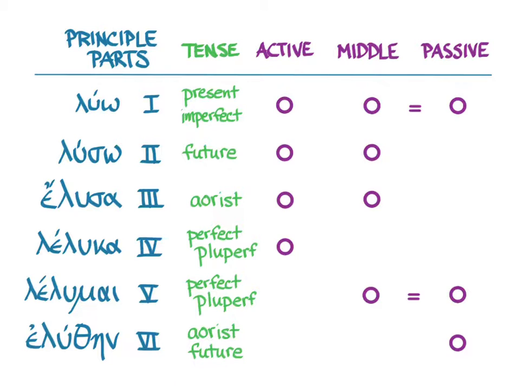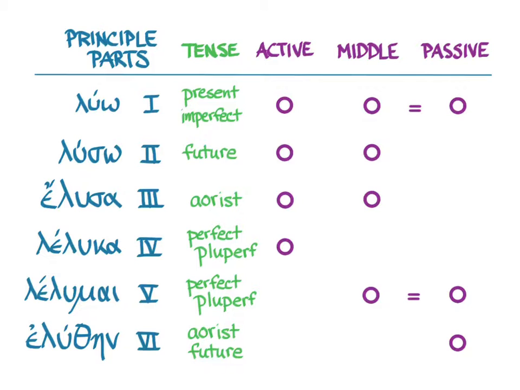The verbs you've learned so far follow the pattern that you see in this chart. Our example verb luo, luso, elusa, leluka, lelumai, eluthane has principal parts that are fairly regular, and you've been able to anticipate the pattern that you see there, with an omega in the first principal part, sigma omega or some form of that in the second, sigma alpha in the third, reduplicated beginning and alpha at the end of the fourth principal part, mi at the end of the fifth principal part with that reduplication, and the sixth principal part starting with an augment and ending usually with thane.